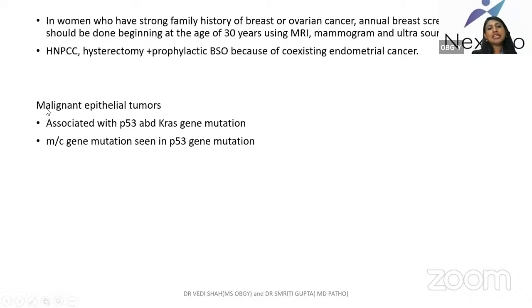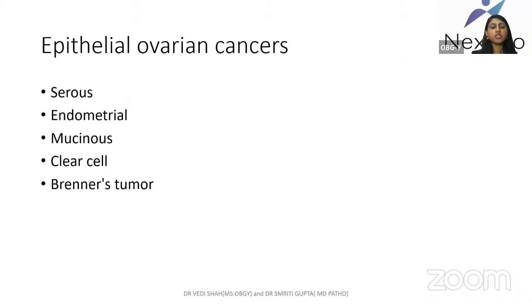Now, if you talk about the malignant epithelial tumor, they are associated with other mutations such as the P53 or the KRAS gene mutation. Most commonly, what is seen is the P53 gene mutation. Now we talk about the epithelial ovarian tumor. Ma'am already described how the histopathological varieties are seen in such kind of epithelial ovarian tumor.